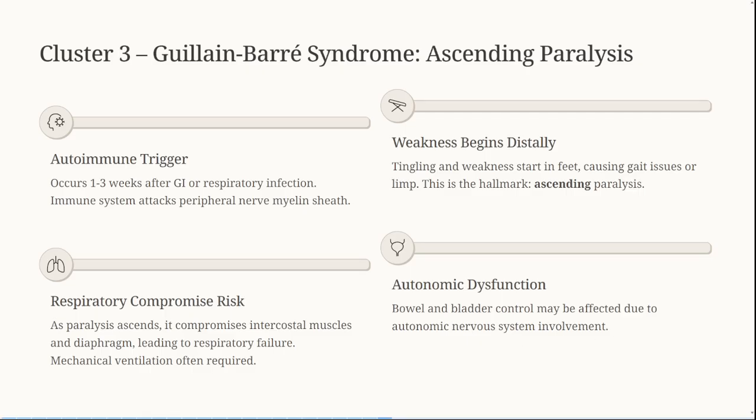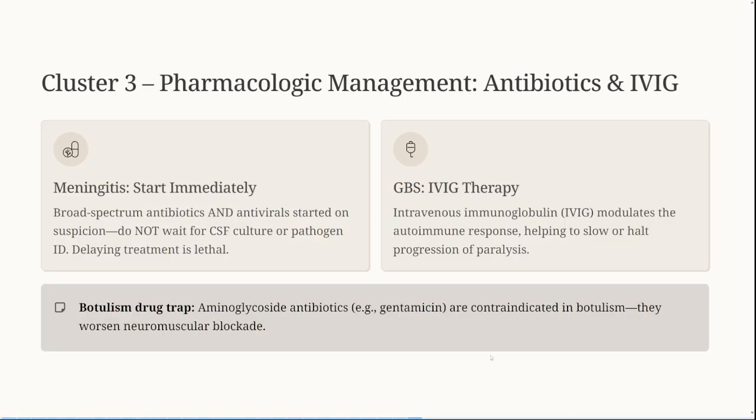Okay. Clinical reasoning and avoiding pitfalls. The rule of thumb for suspected meningitis is really based on risk, right? Right. If you even suspect meningitis, you start both broad-spectrum antibiotics and antivirals immediately. You do not wait for the CSF culture or for a specific pathogen ID. Why not? Because delaying treatment for bacterial meningitis is lethal, and airway and oxygenation are always the absolute highest priority.